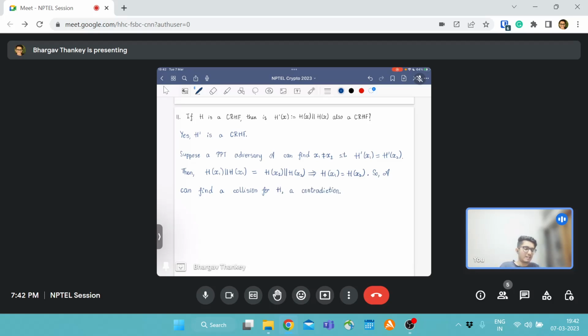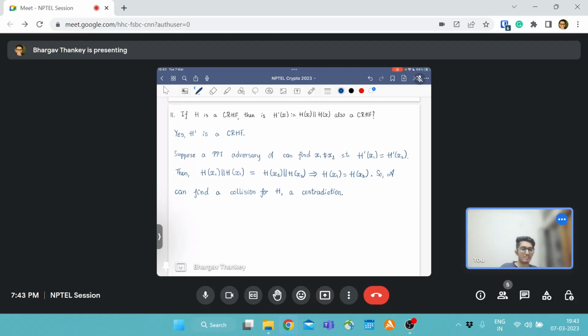So the thing is, if an adversary can find a pair x1, x2 which is a collision for h prime, the same pair is also going to be a collision for h. And since h is a collision resistant hash function, our assumption is that you cannot do this, right? So that implies that you cannot find a pair x1, x2 which is a collision for h prime either. So h prime also has to be a collision resistant hash function. Is this fine?